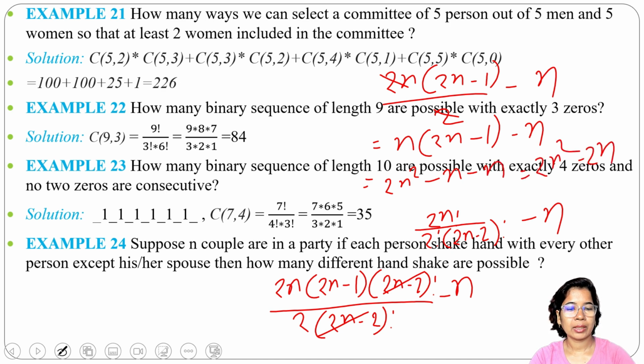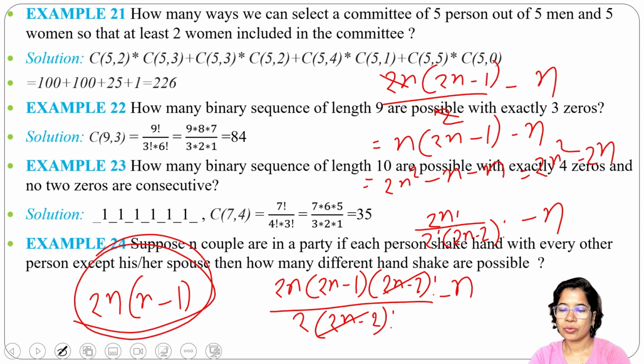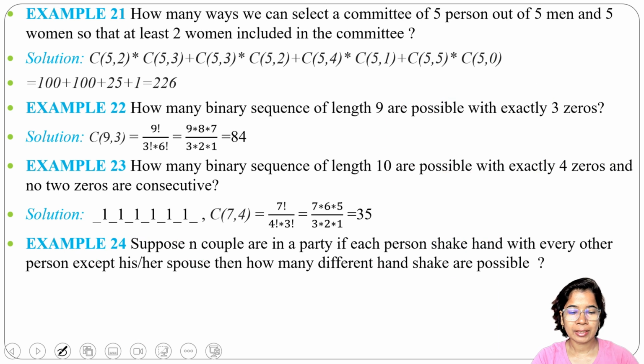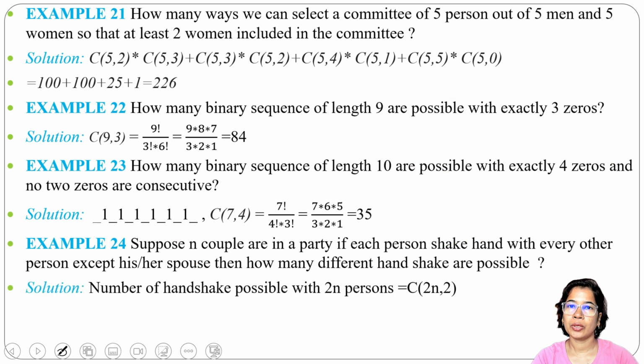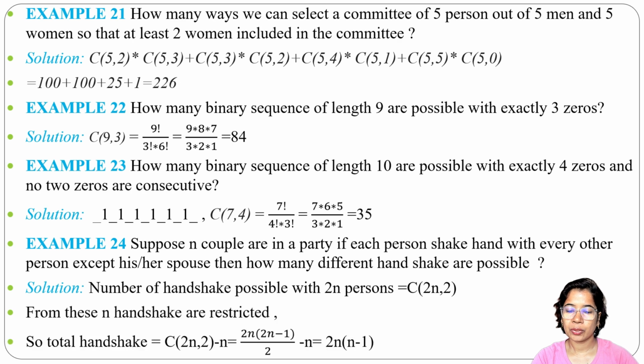You can take 2n common. After taking 2n common, it will be 2n times n minus 1. So total number of handshakes possible is 2n multiplication n minus 1. Total handshakes possible equals C2n2. So from that n handshakes are restricted. So C2n2 minus n is 2n multiplication n minus 1. So a total of 2n multiplied by n minus 1 handshakes are possible if couples are not shaking hands with their spouse.